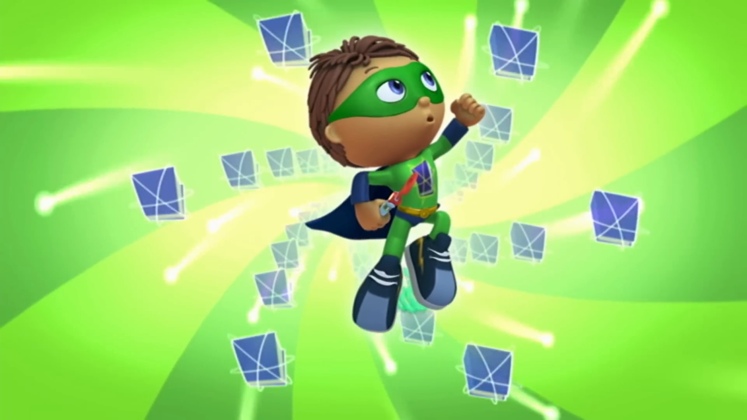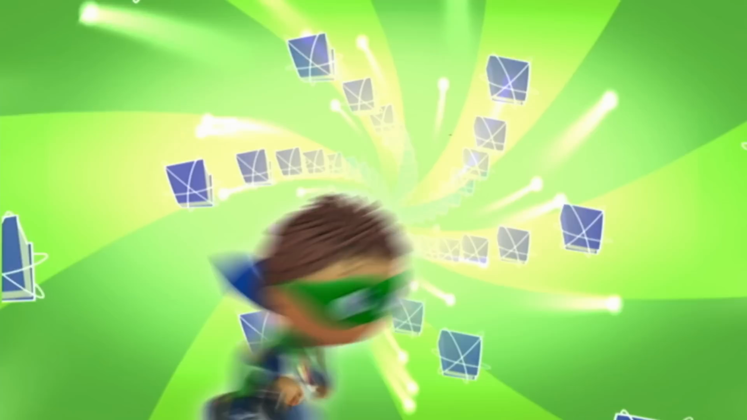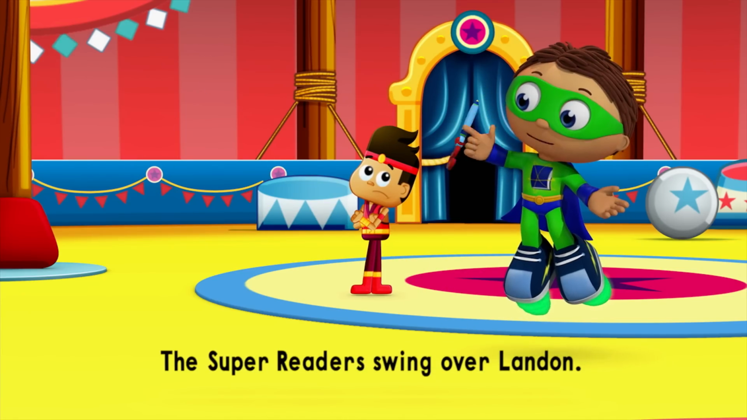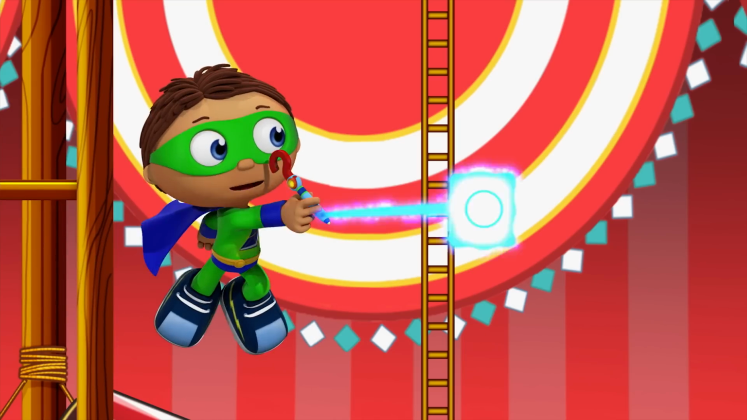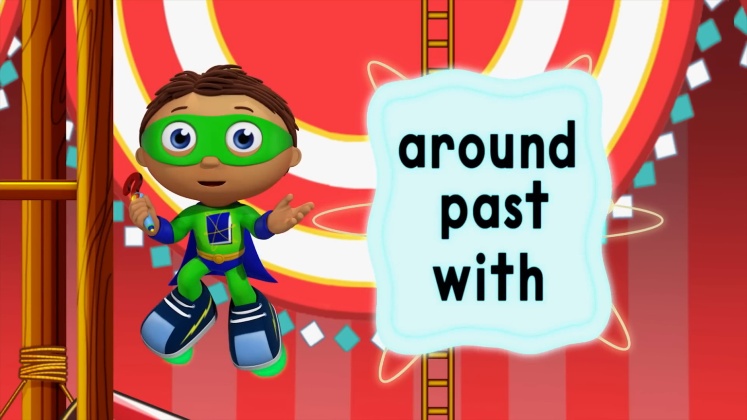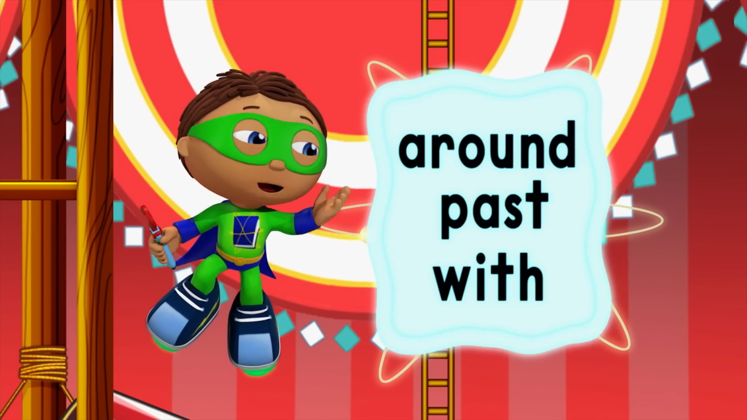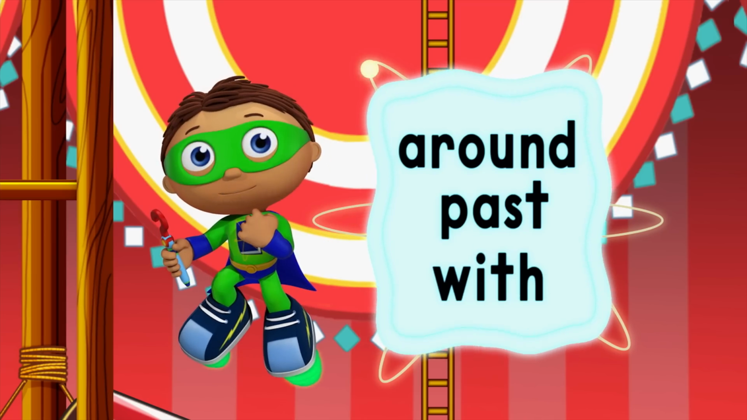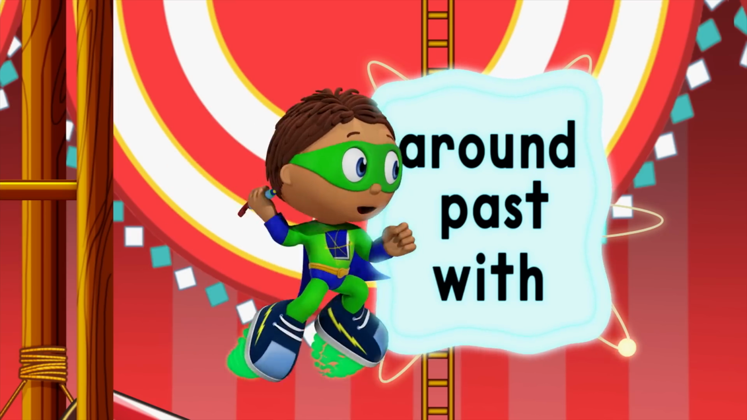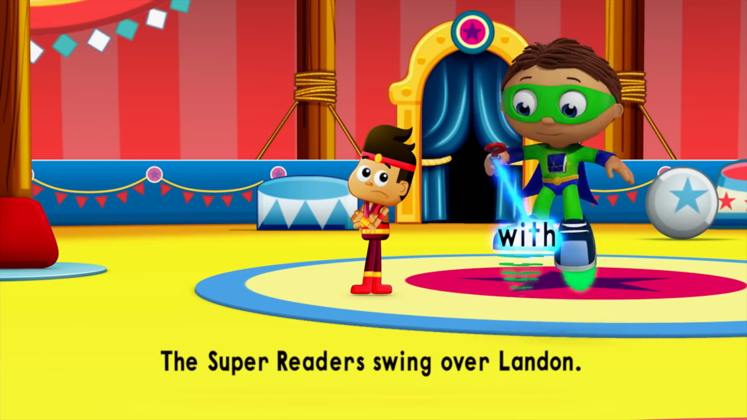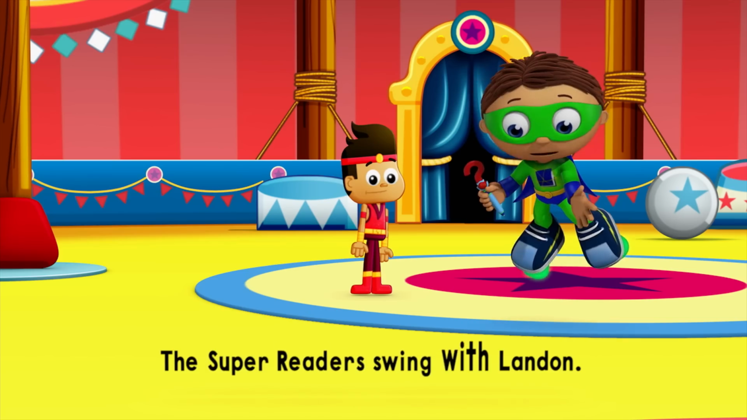Superwhy to the rescue! With the power to read, I can change the story and save the day. Let's change the word over in this sentence. Tap. Why, writer? Tap. Which switchboard will help Landon swing on the trapeze? Should we swing around Landon, past Landon, or with Landon? Let's try with. Tap. Let's read our new sentence. The super readers swing with Landon.